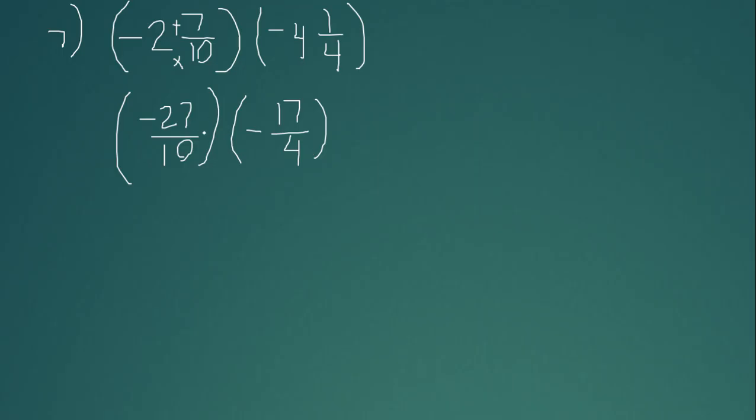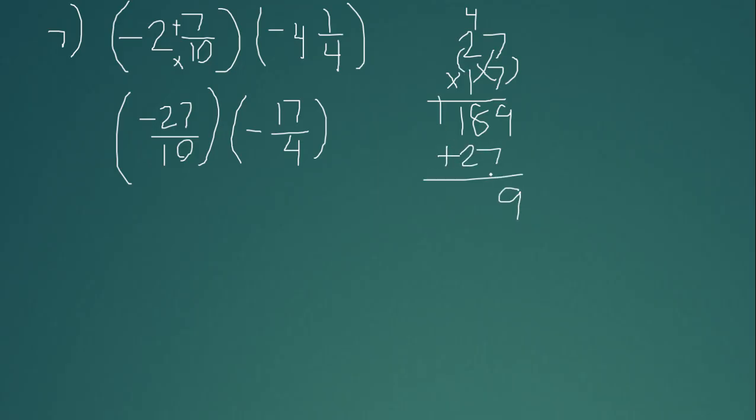So multiply natin yung 27 times 17. 7 times 7, 49. 7 times 2, 14, plus 4 is 18. 1 times 7, 7. 1 times 2 is 2. Add, we have 459. Negative times negative is positive. So magiging positive 459 divided by 40. Now, divide tayo.